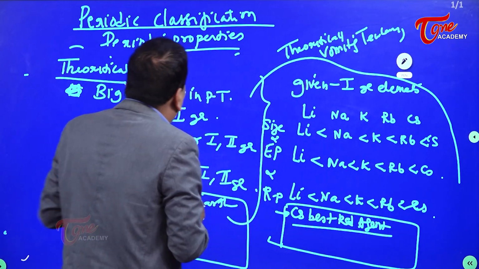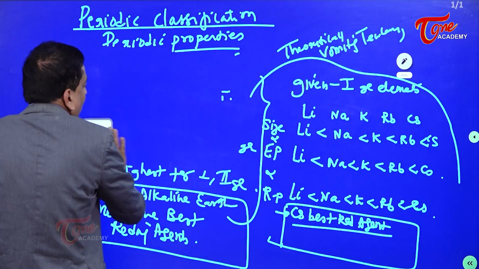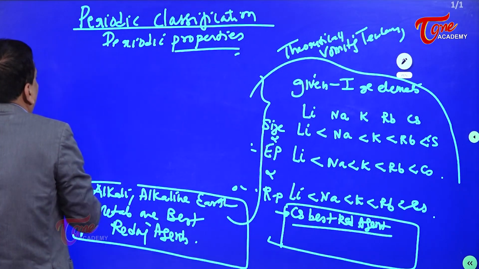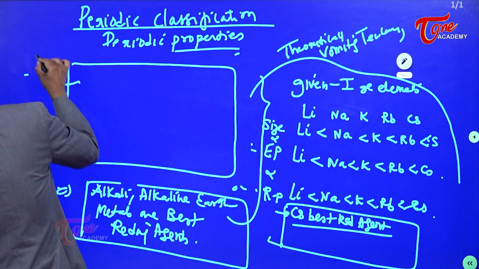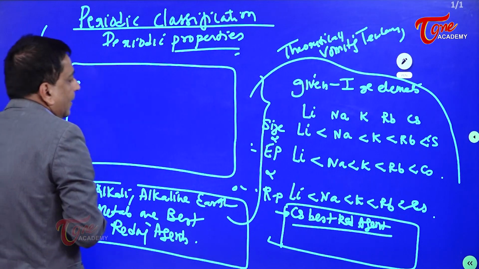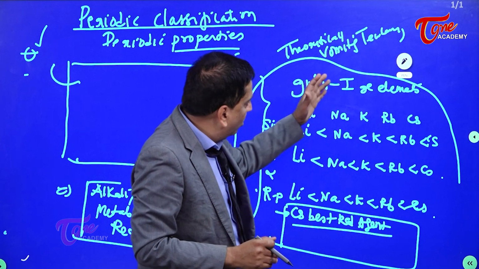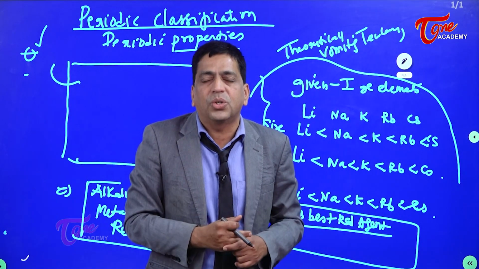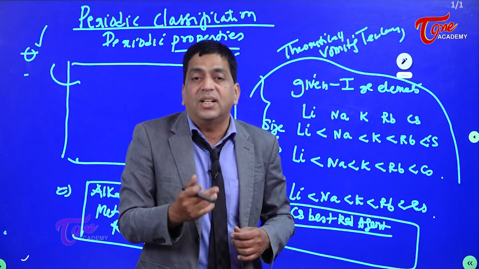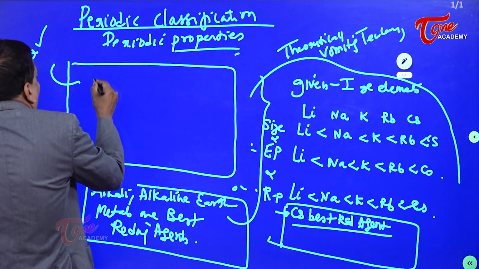But to your surprise, let me tell you, this is the question which is asked n number of times in your exam. There's nothing wrong in this theoretically. Cesium is the best reducing agent theoretically because its metallic tendency determines reducing power.